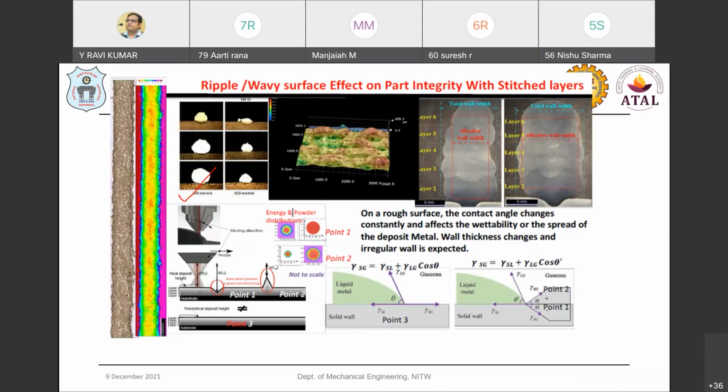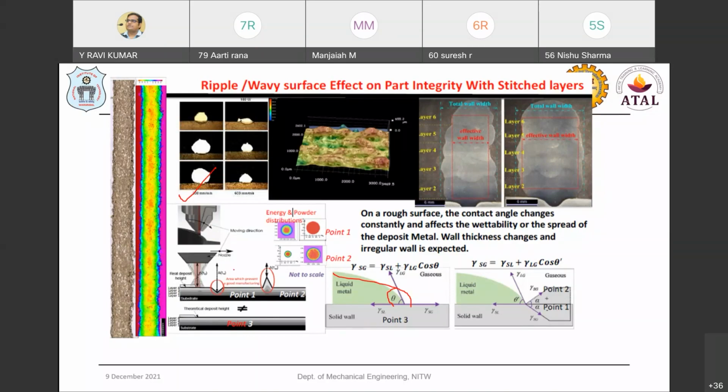The other aspect is the contact angle between one layer and another layer in the liquid metal. This is the contact angle between the solid wall and the liquid wall. The contact angle is highly important, because on a rough surface the contact angle changes constantly from one layer to another. That affects the wettability, and the spread of the deposited molten pool takes place. Because of that, wall thickness changes irregularly, which is what we expect.